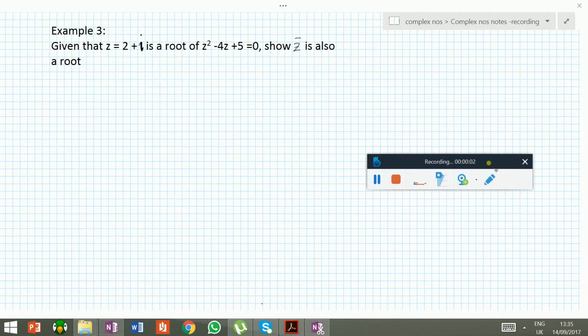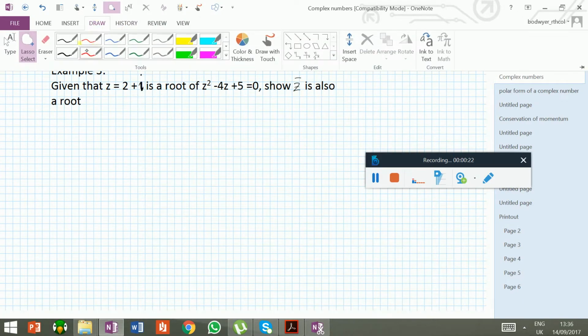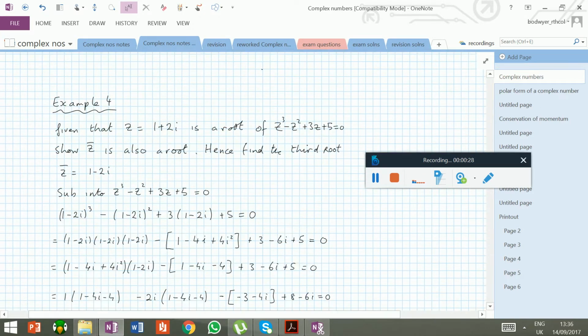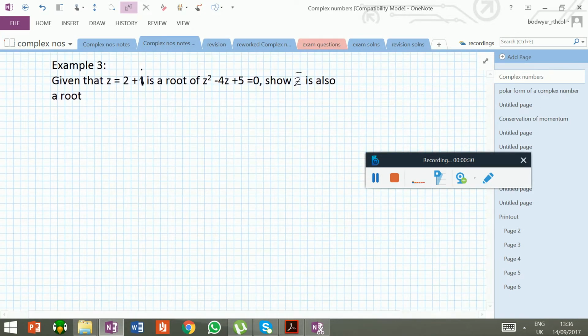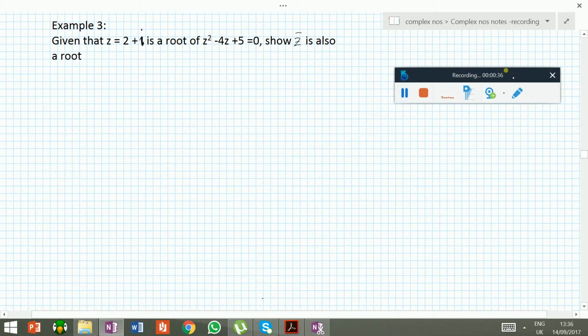Okay, the next example in this exercise is that if you have a root, z is equal to 2 plus i of this equation here, z squared minus 4z plus 5 equals 0, then show that z bar, or the conjugate, is also a root. So first thing we're going to say is that z bar is equal to 2 minus i. So we have to prove that this is a root.